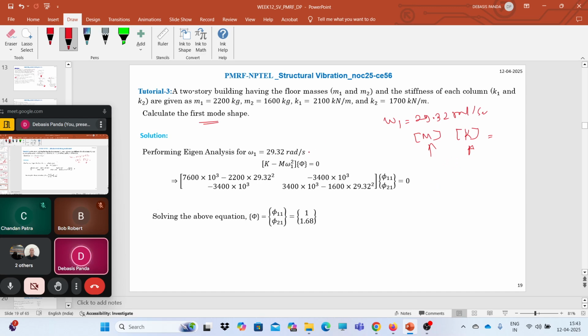So what you need to do is again use this characteristic equation, K minus omega square M, multiplied by your phi 1, is equal to 0, and phi 1 will contain phi 1 and phi 2.